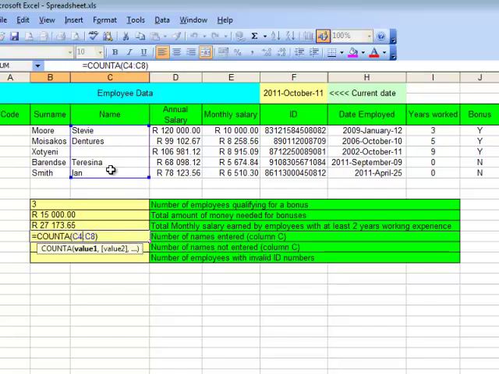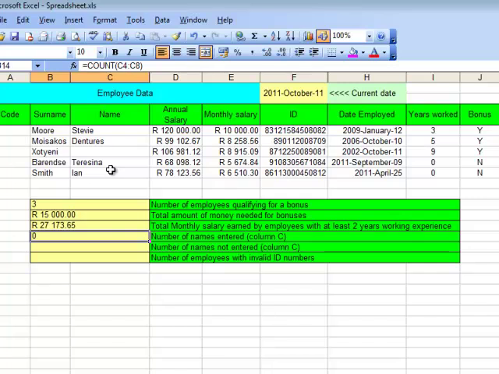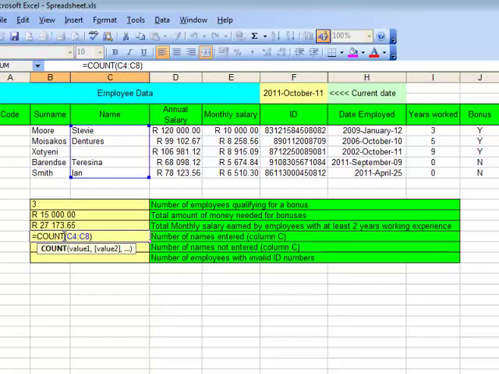Now some people say, but why didn't you just use COUNT? Well, let's try. Oops, it gives me a 0. Now that's a problem. Okay, the reason being is that COUNT counts numbers. There are no numbers in column C. Okay, but if we want to count anything, doesn't matter whether it's text or numbers or dates or whatever you want it to be, it has to be COUNTA.